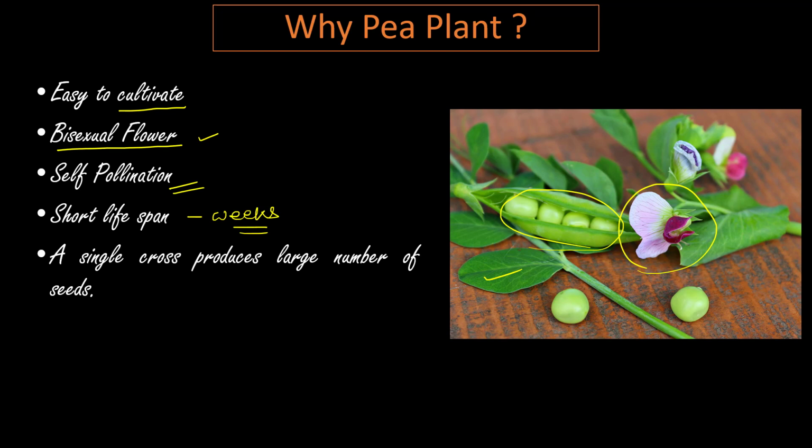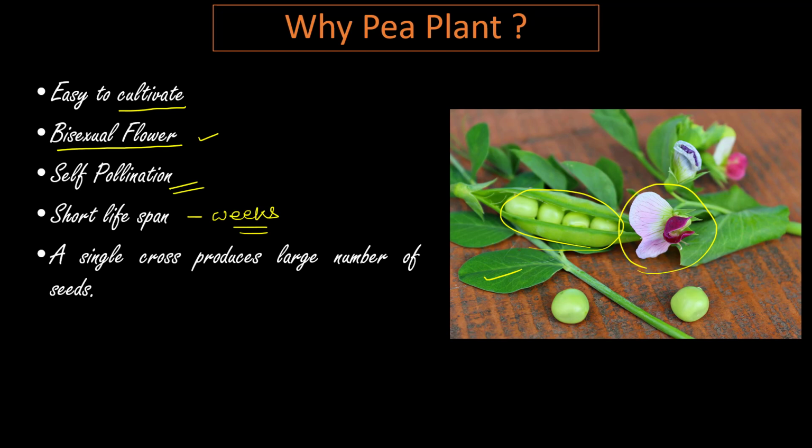It has to be several generations, and the shorter the lifespan, the faster we can come to a conclusion about what is actually happening generation after generation. So short lifespan is key when we select a plant for genetic study. And here Mendel had chosen the pea plant, which had a lifespan of a few weeks.